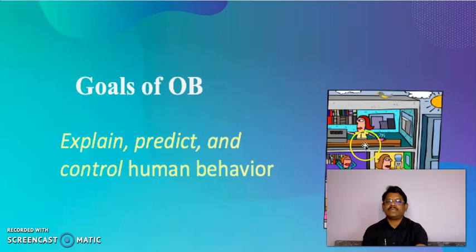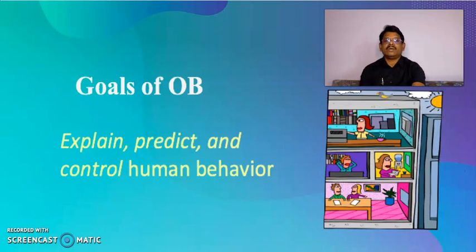So if we just look at the goals of organizational behavior, I remember, we can derive from the definitions of some of the theories, like the most important definition, Fred Luthans' definition. It is to understand or explain, predict and control human behavior. So that is the main goal of OB.